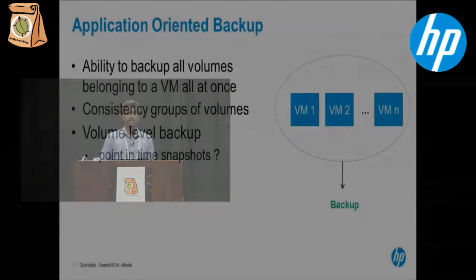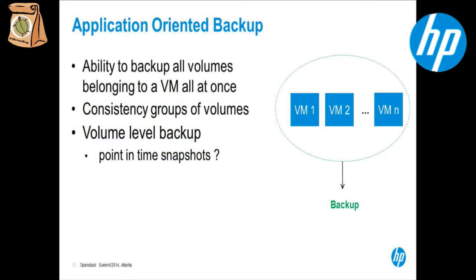When it comes to snapshots and backups, applications can also initiate this backup and snapshot. So there should be an ability to create a backup for all the volumes that an application uses. If there could be some sort of a consistency group where the backup job for all the volumes can be initiated, that would be great. And volume level backup could also be realized with a point-in-time snapshot, which can then be backed up.